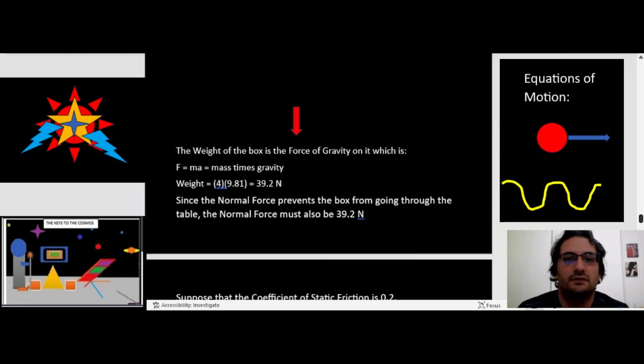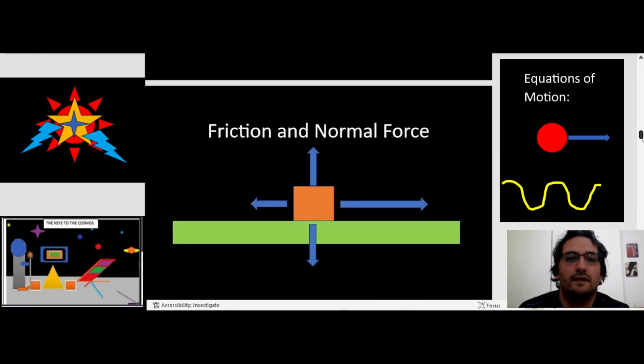So here's an introduction of friction and normal force.